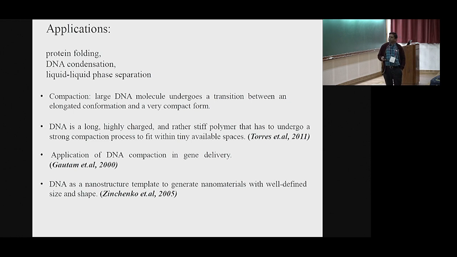So what is the application of this crowding? It is also involved in protein folding, DNA condensation, liquid phase separation, and compaction and condensation are two different things. If you increase the volume fraction of the crowder to more than 15%, then the DNA condensate forms different phases. A large DNA molecule undergoes a transition from an elongated conformation to a very compact form.